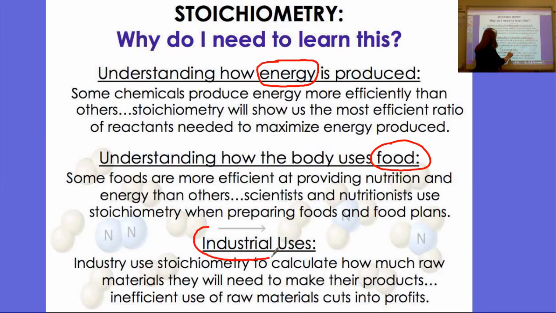And then some industrial uses as well. Industry uses stoichiometry to calculate how much raw materials, how much reactant they need to start if they're going to make a product. They don't necessarily want to buy more reactants than they need. If I only need to make 10 things, why would I waste money? That would cut into my profits. I'm only going to buy as much reactant or raw material as I need to make whatever profit I'm trying to make in my product.